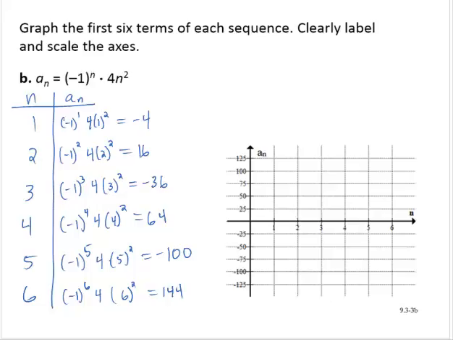Plotting the points. So we'd have 1, negative 4, which would be roughly here, 2, 16, 3, negative 36, 4, 64, 5, negative 100, and 6, 144. So notice how this sequence oscillates or alternates between negatives and positives.